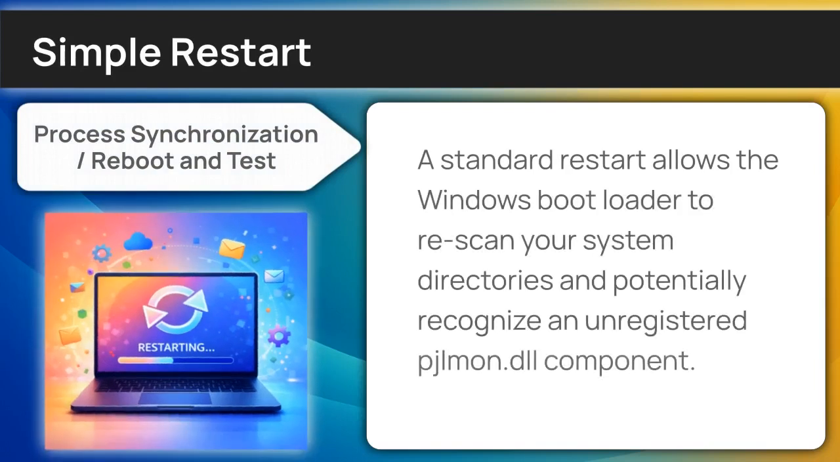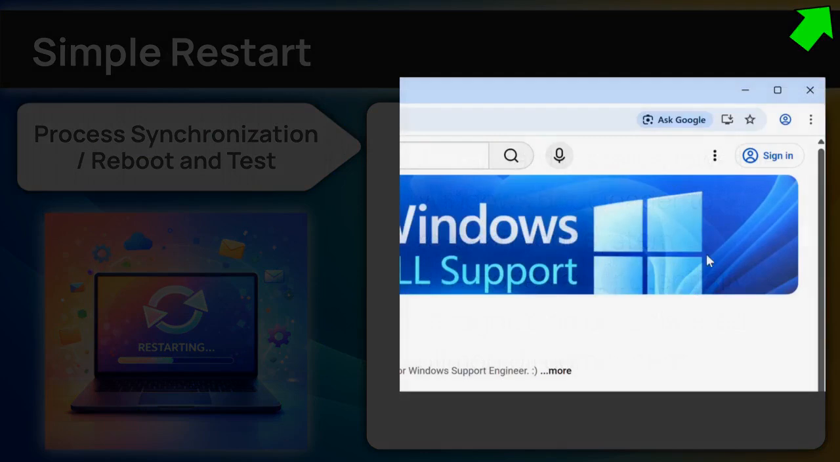A full system restart clears the temporary memory cache and allows Windows to attempt a fresh initialization of all required libraries, including the PJL-mon library.